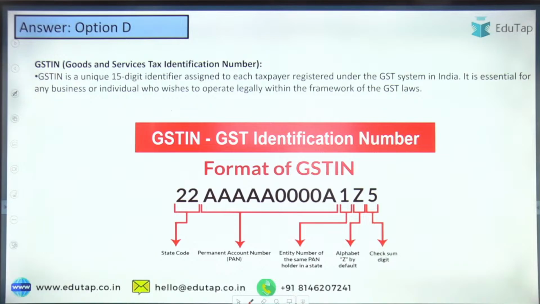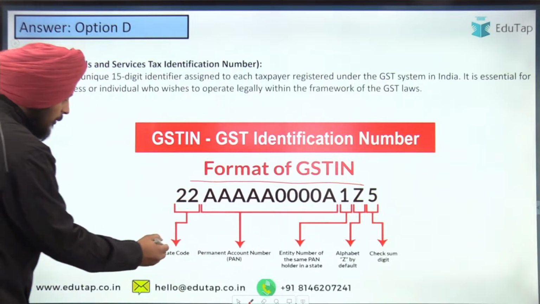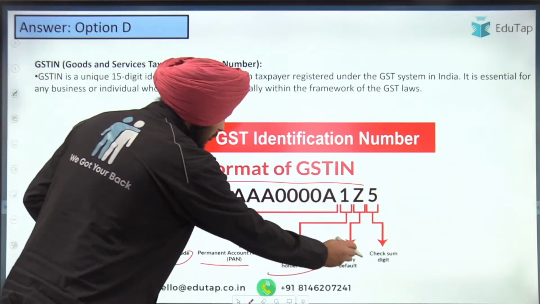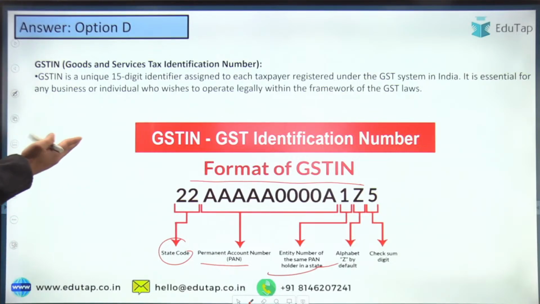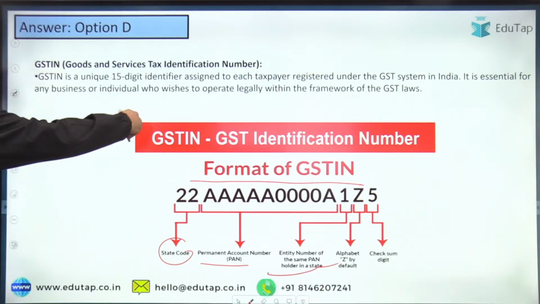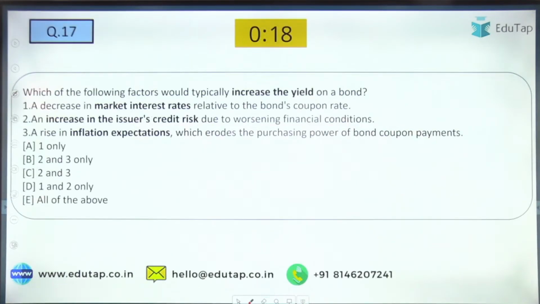So if I break down the structure for you, GST-IN is a unique 15-digit identifier that is assigned to each taxpayer registered under the GST system in India. And this is the format of GST-IN. Later on, you can just go through this format, what all it includes, because this question was asked in SEBI also. So it would be a good idea if you have some factual information regarding it, so that if a question is asked related to it, you are in a position to answer it. So GST-IN, which is GST identification number. Now let us move on to the next question.